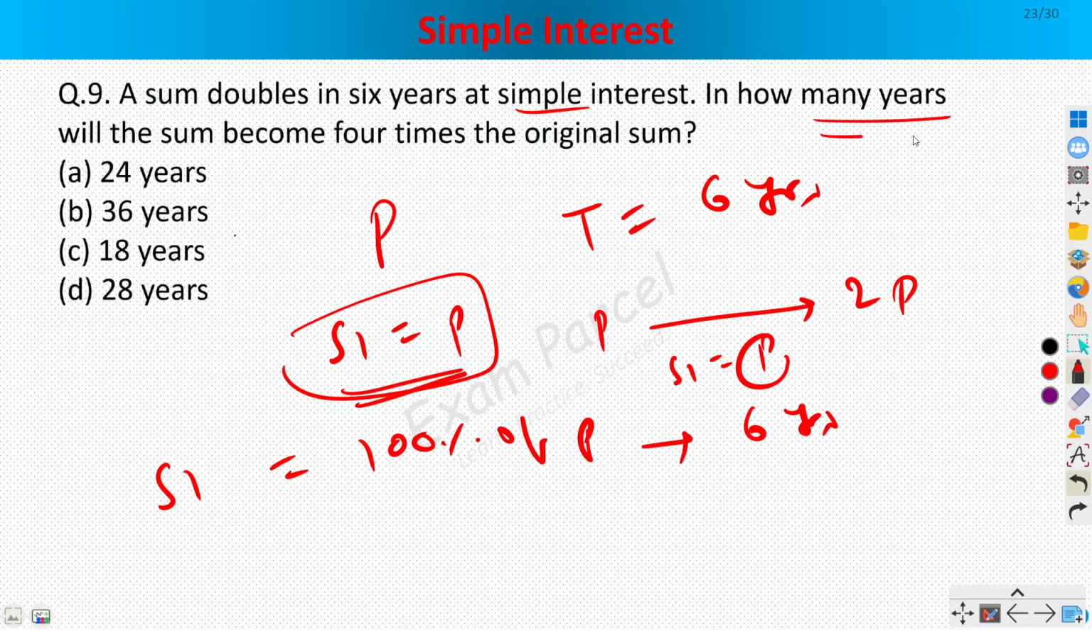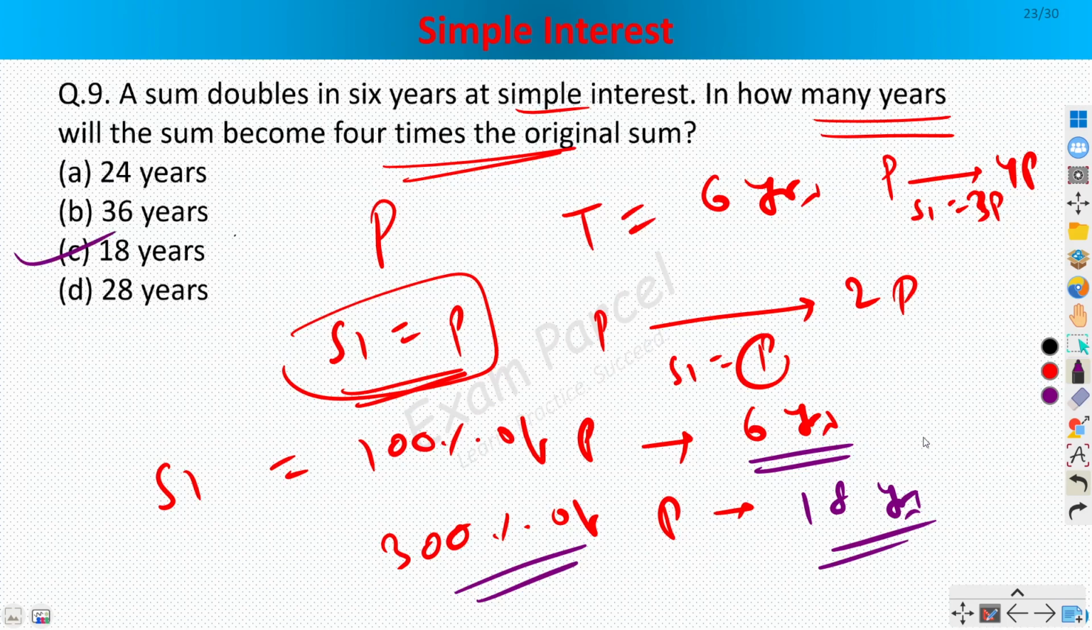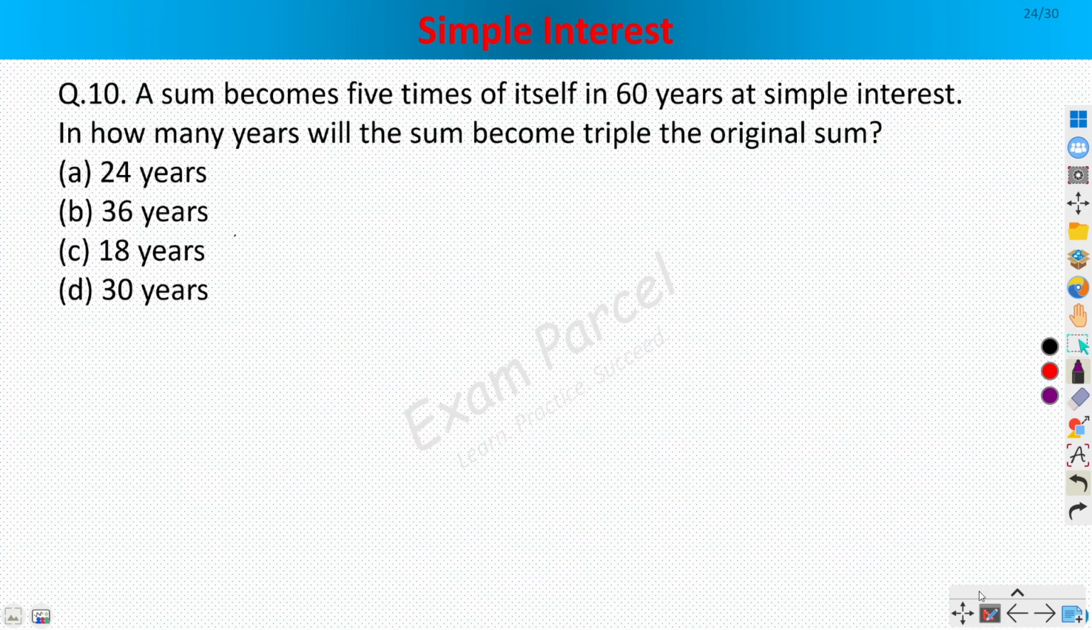In how many years will the sum become 4 times the original sum? Let's say my principal is P. For 4 times, it is 300% extra. So SI is 3P, which means my SI is 300% of P. Now this is a unitary method question. For 100%, it takes 6 years. So for 300%, how much time will it take? 6 into 3, 18 years. So this is a very easy question. Option C. Let's move on to the next question.